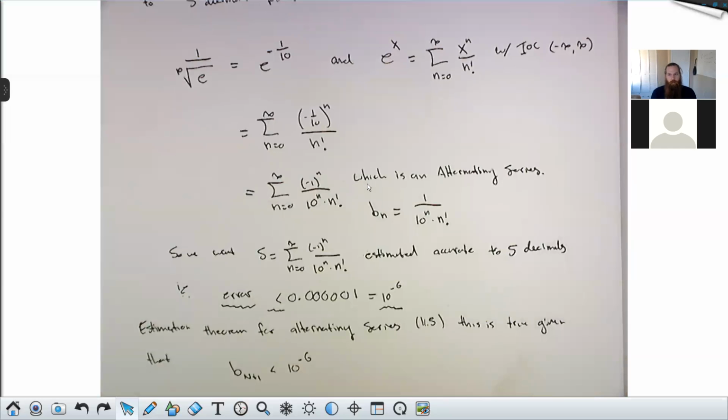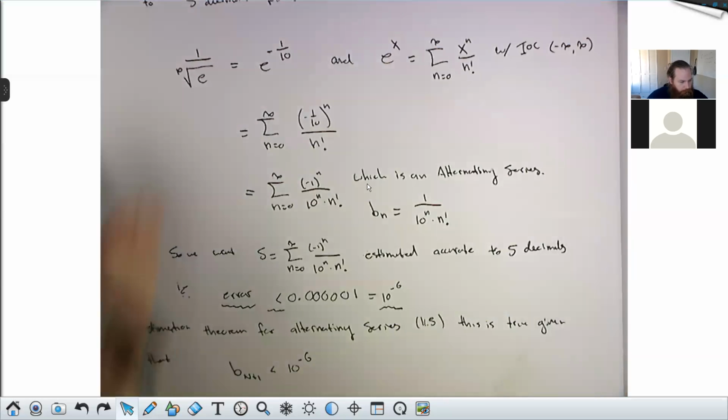So this is where we're at. And then b sub n, whatever the smallest n is which satisfies this inequality, that n is the number of terms in the partial sum you need to get the desired accuracy. So let's take a look. Let's unpack this inequality. Let's write it out.